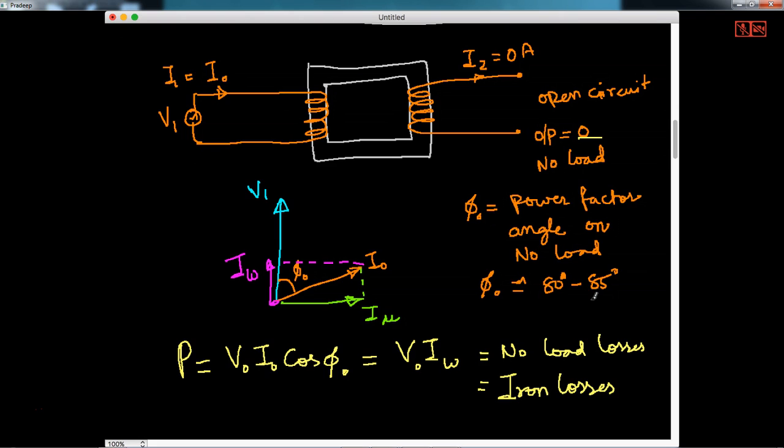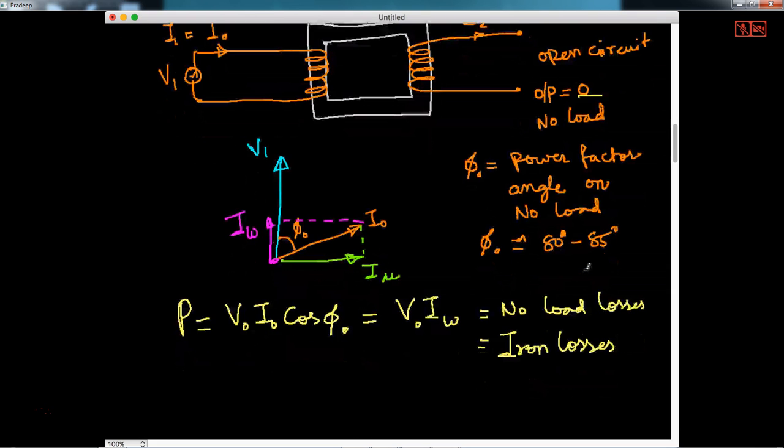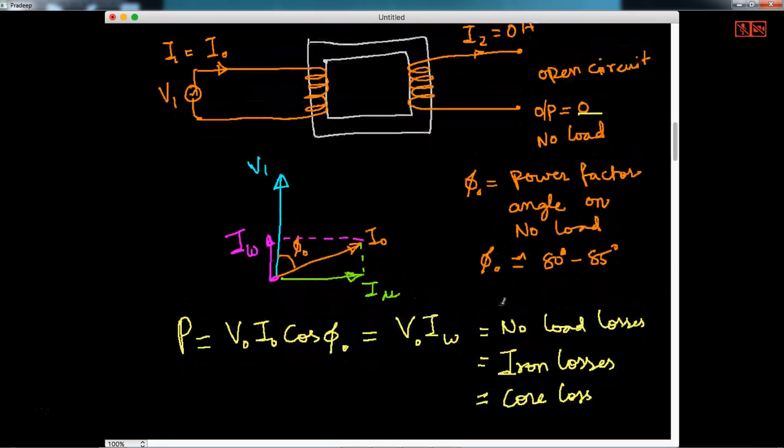But what exactly is the iron loss? So iron loss is also nothing but the core loss. That means the core is made up of an iron material and the flux in the core is alternating flux. Already we discussed the working principle of the transformer. The flux inside the core is the alternating flux. So therefore the magnetic dipoles inside the core are all the time being reorganized and rearranged. That will generate heat in the core. So the core gets heated.